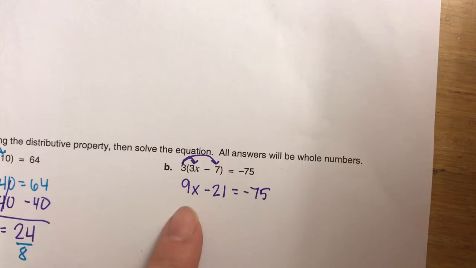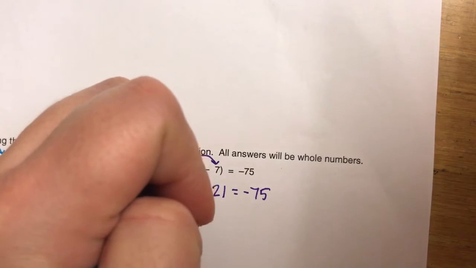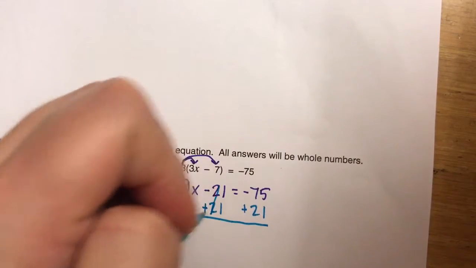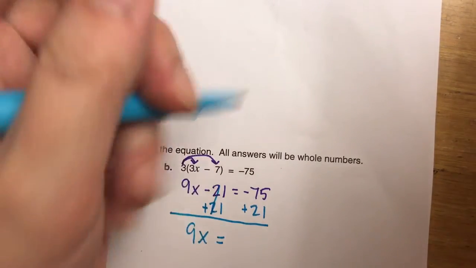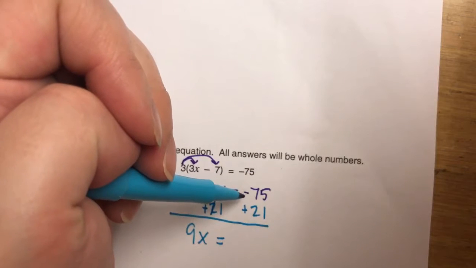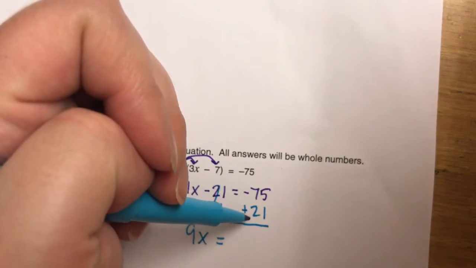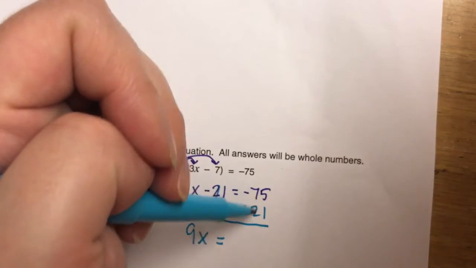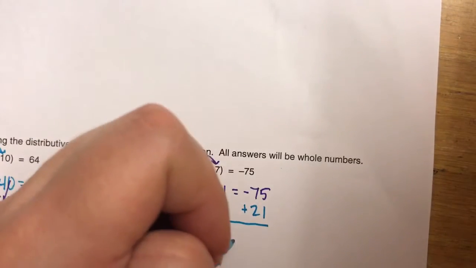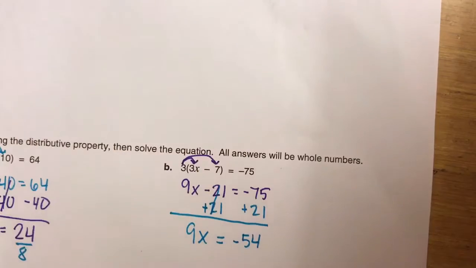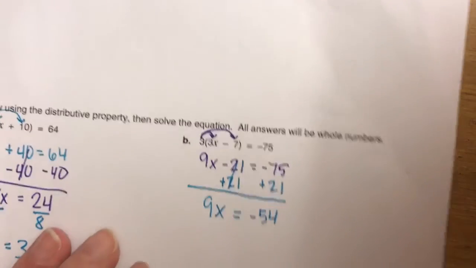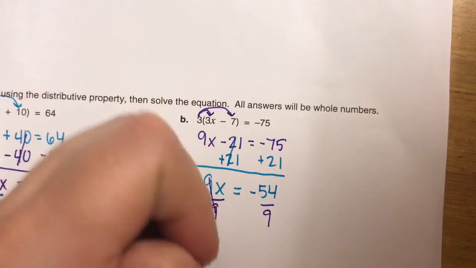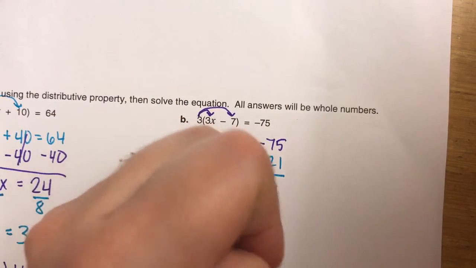I have one variable over here, 9x. So I'm going to add 21, and then I have 9x. This one's kind of hard to do in your head, but I can do it. Negative 75 plus 20 would be negative 55. So negative 75 plus 21, one more, would be negative 54. Then, of course, I need to isolate my variable, so I'm going to divide both sides by 9, and I end up getting x equals negative 6.